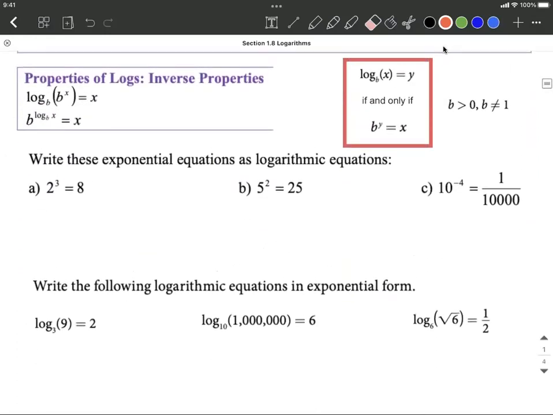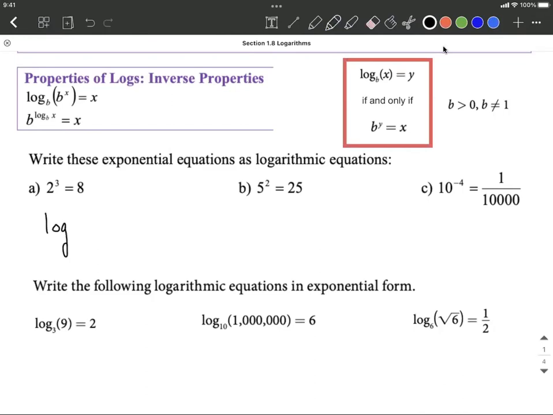All right, so let's use this definition of logarithmic function and switch back and forth between exponential and logarithmic forms. It does go both directions because it's an if and only if statement. So these first ones start in exponential form. We want to rewrite them in logarithmic form. So we have to get a logarithm involved.